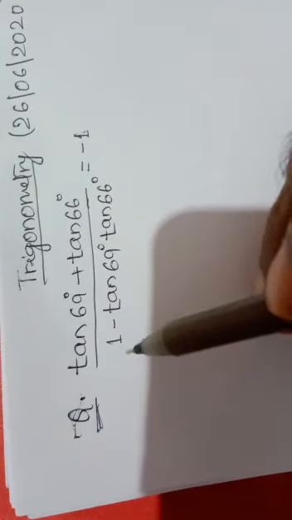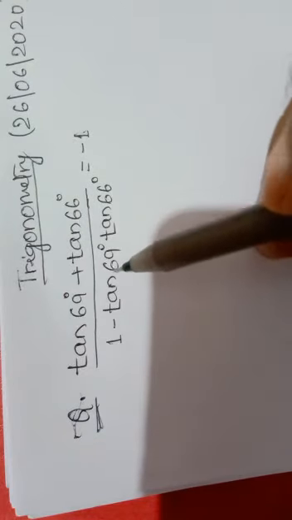Hello, good morning, students. In the last class, we have done some problems from exercise 15B. Today, I shall do some more problems of the same exercise. See the first problem. Prove that (tan 69 degree plus tan 66 degree) divided by (1 minus tan 69 degree into tan 66 degree) is equal to minus 1. So start from LHS.